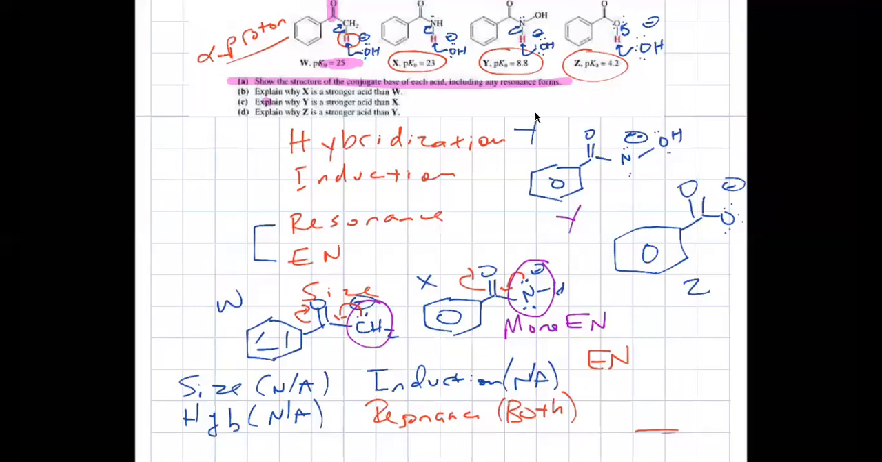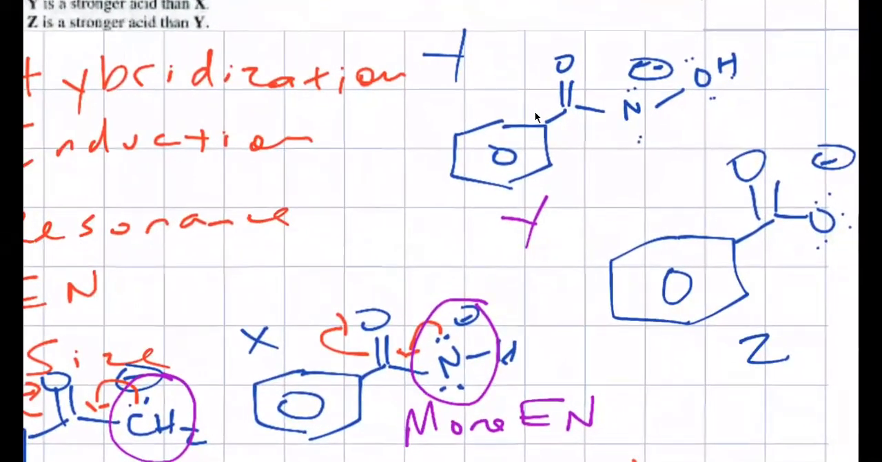So what's left? Resonance, and then what else? Induction. Good. So resonance: can Y do resonance? We already showed that X can do resonance. Can Y do resonance? Yes, it can. I can push this pair of electrons here, and it's an allylic anion motif, just like X. So both can do resonance when we're comparing X and Y.